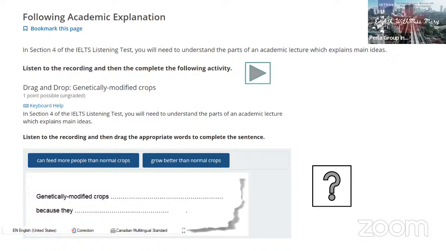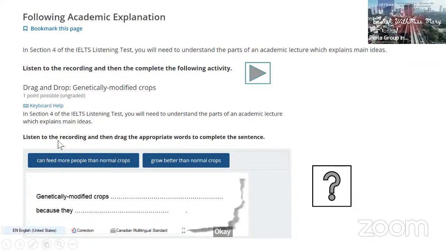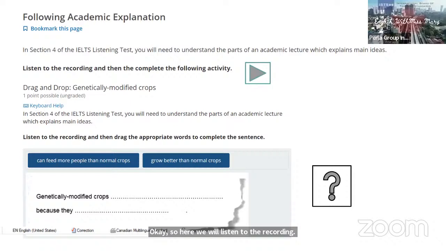This will be like unit 6. Okay, not now. It's going to be a little bit further on because it's section 4. I'm just waiting for the recording. Okay. So here we will listen to the recording. We need just to pick the appropriate word that completes the sentence.